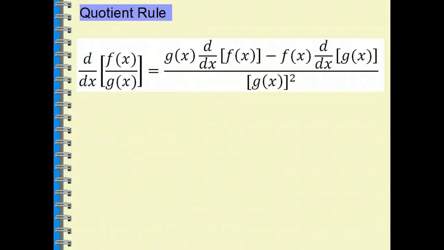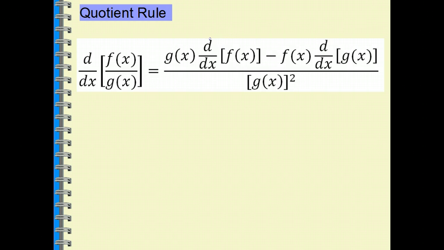Now, the last rule I want to take a look at here is the quotient rule. So when you take the derivative of two functions that are being divided, and we have a top function in our numerator and a bottom function in our denominator, it follows this rule that we have listed here on the screen.